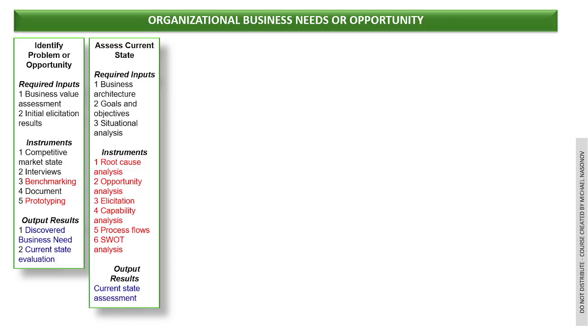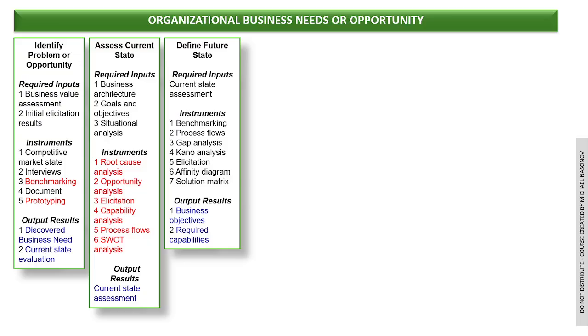Instruments: root cause analysis, for opportunity, threat, or later for defect, known as Ishikawa diagram or fishbone diagram. Opportunity analysis, elicitation itself, capability analysis, whether your organization is capable of software product delivery, process flows, SWOT analysis, known as strengths, weaknesses, opportunities, threats. Output results: current state assessment.